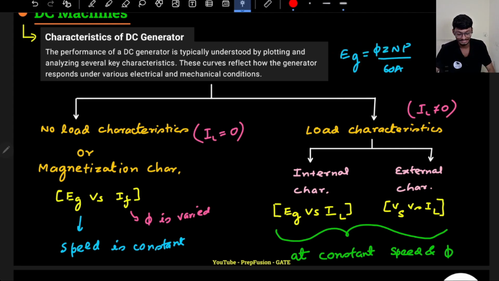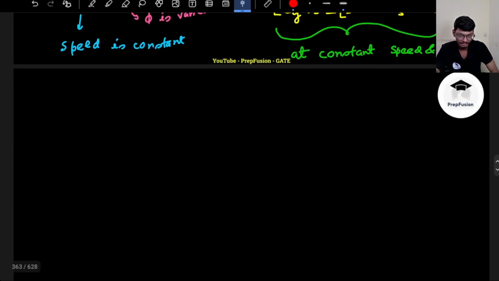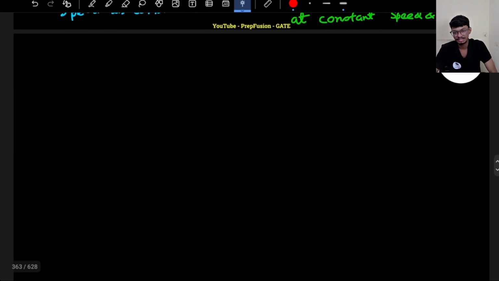Although it seems like they follow a linear relationship, life is not linear, life is a sine wave, right? So it will not be that simple and easy. Okay, so let me discuss one by one for a separately excited DC machine.